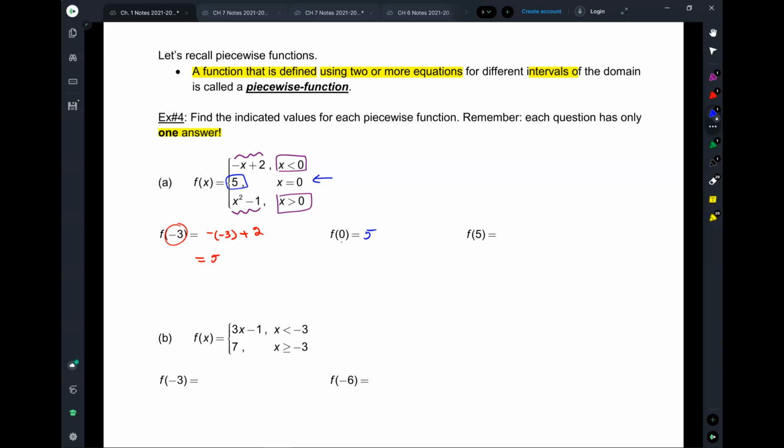The next one, f of 5, falls in the last domain. But what do you do? Where do you plug in the 5? Into the function. So 5 squared minus 1, 24. Okay, questions?